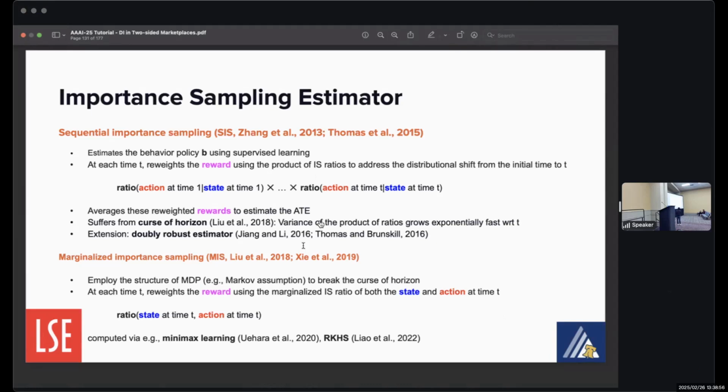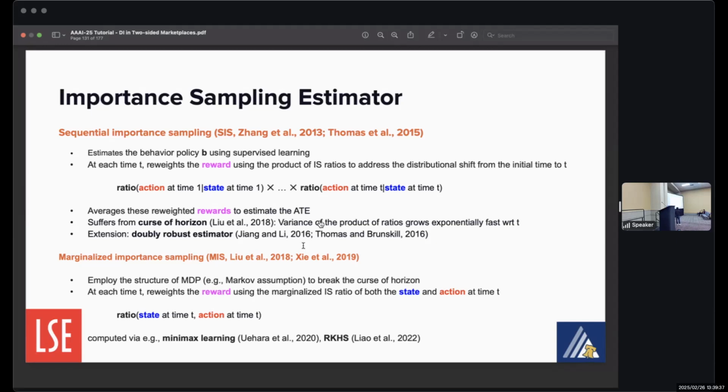Okay? So if you look at the IS ratios in the first equation, it only considers the IS ratio of the actions given a state. But if you look at the second equation, here we calculate the ratio of both the state and the action. So if you take the distributional shift of the state into consideration, it turns out that you only need to use this ratio at time point t to adjust for the distributional shift. There's no need to multiply the ratios from the previous time points. And this substantially reduces the variance of the resulting estimator.